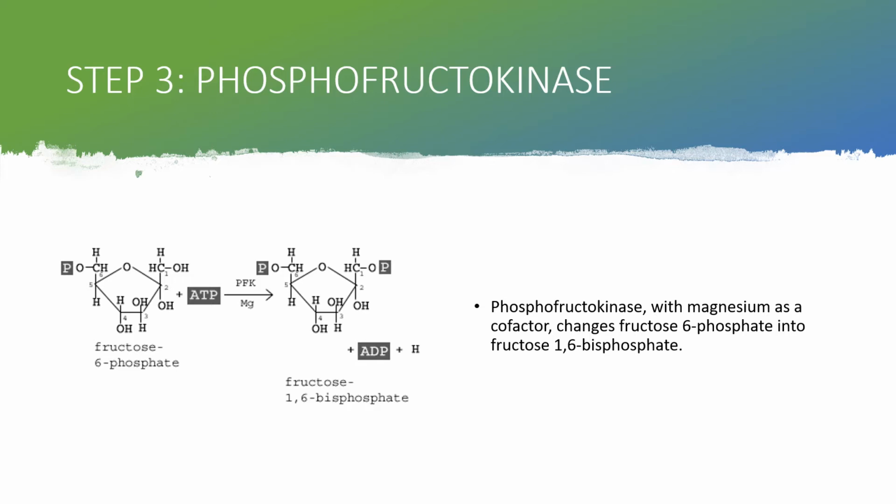The third step is the reaction catalyzed by enzyme phosphofructokinase. The fructose 6-phosphate is further activated by the addition of another phosphate group from hydrolysis of ATP by enzyme phosphofructokinase, with magnesium as a cofactor.